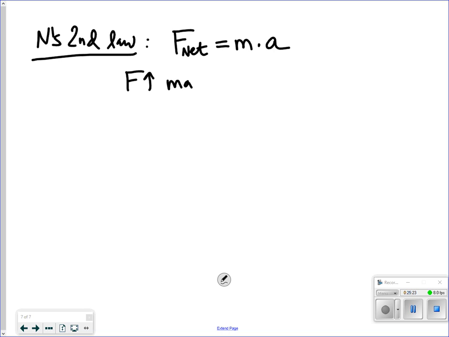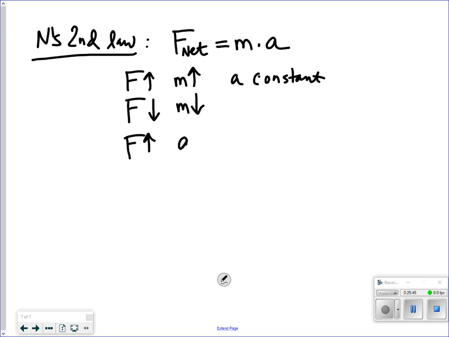Whoops, not MA. What am I doing? Let's try that again. If the mass goes up, the force to move it will go up at the same acceleration. We're, of course, keeping the acceleration constant here. We have a direct relationship here. We have the same direct relationship with acceleration if the mass is constant. Now that's the most likely scenario, right? That the mass would remain constant.